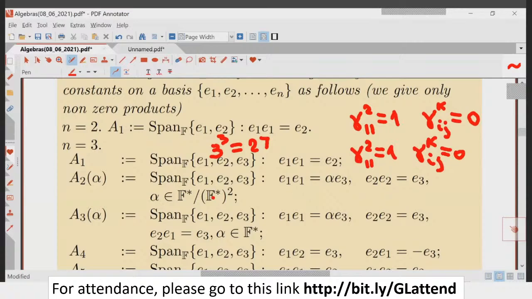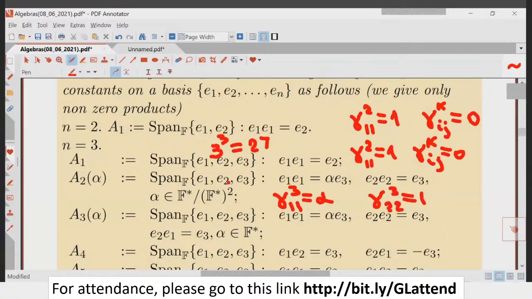Okay, how about here? Here is given without squares. Of course, again you will get 27. Alpha is not the square of another element of F. So here is given gamma 113 is alpha, gamma 223 is 1, others 0.